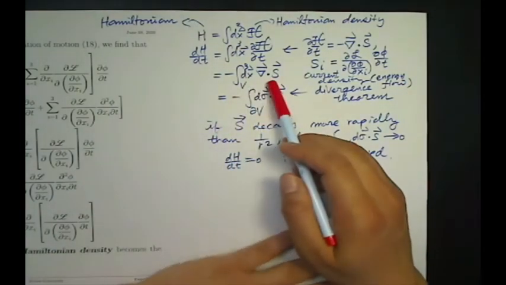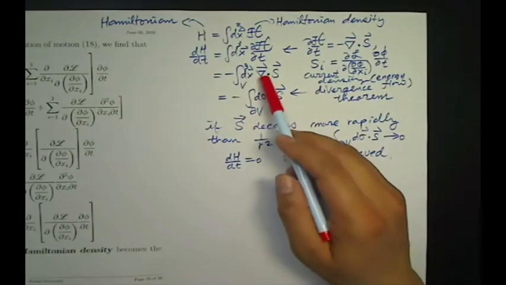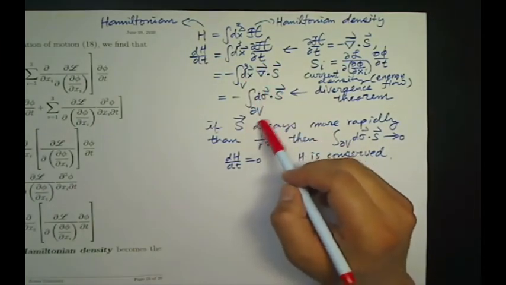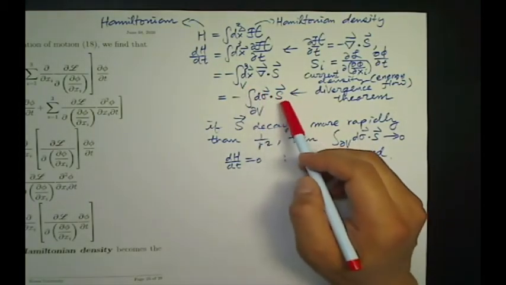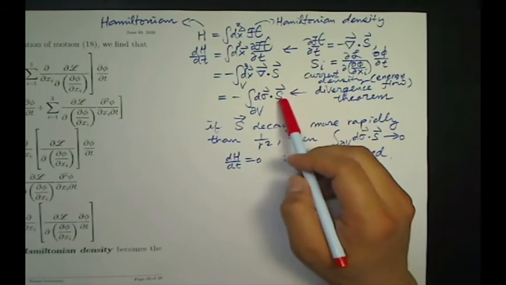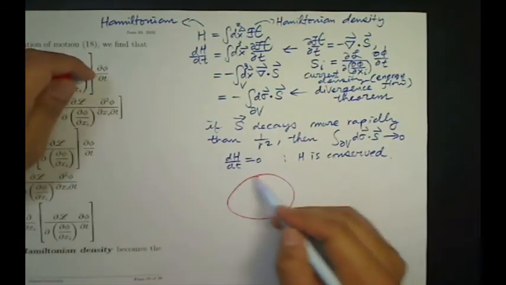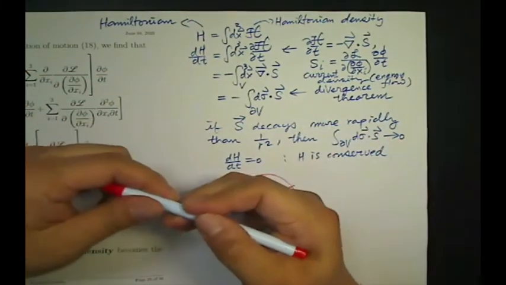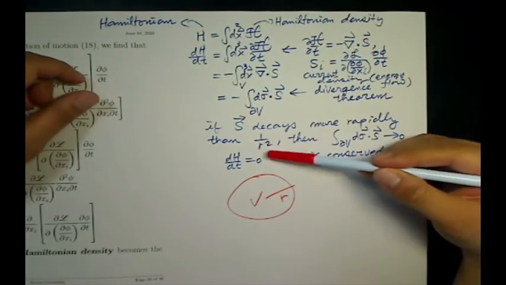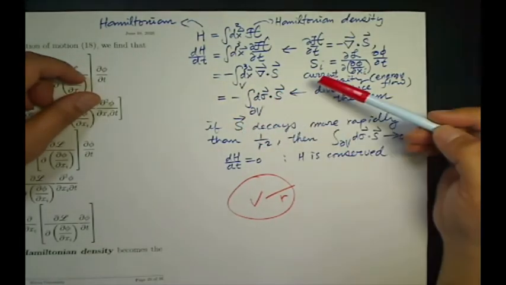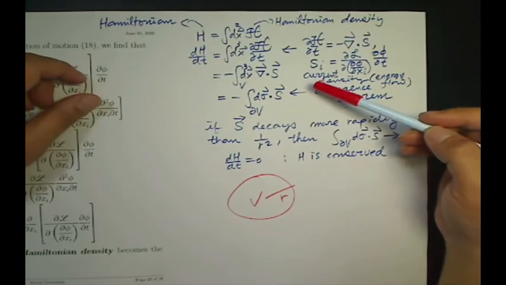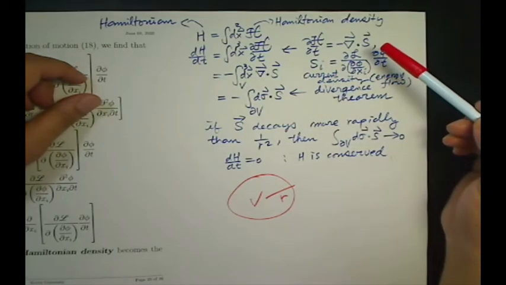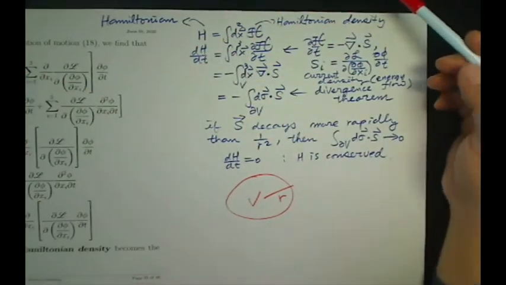We can further apply the divergence theorem to re-express this volume integral as a surface integral on the boundary. In that case, suppose that we have some volume of radius R, and the strength of this field S decays faster than 1 over R squared. Then the area increases proportionally to R squared, so finally this contribution vanishes completely as R goes to infinity, and then the Hamiltonian is a conserved quantity.